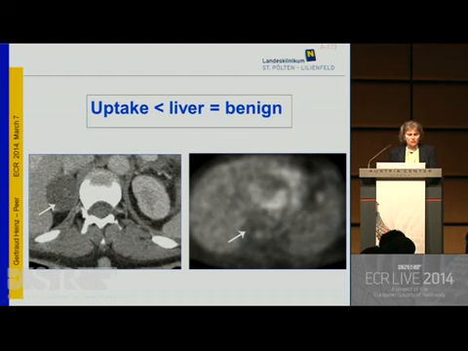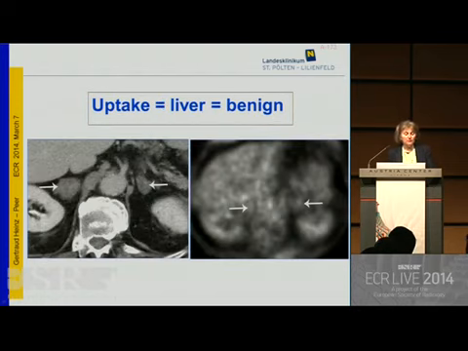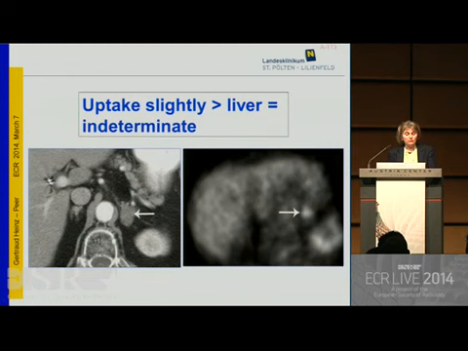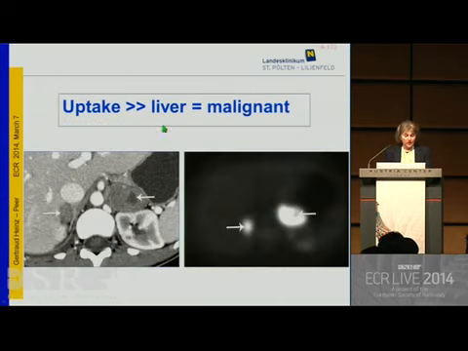So as a general rule, we can say if the tracer uptake is below the tracer uptake in the liver, it's very likely that we are dealing with a benign lesion. If the tracer uptake is equal to the tracer uptake in the liver, it is still probably a benign lesion, most likely a benign lesion. If the tracer uptake is slightly higher in comparison to the liver, we are dealing with an indeterminate lesion. And if the tracer uptake is higher compared to the tracer uptake in the liver, it's most likely a malignant lesion, a metastasis.